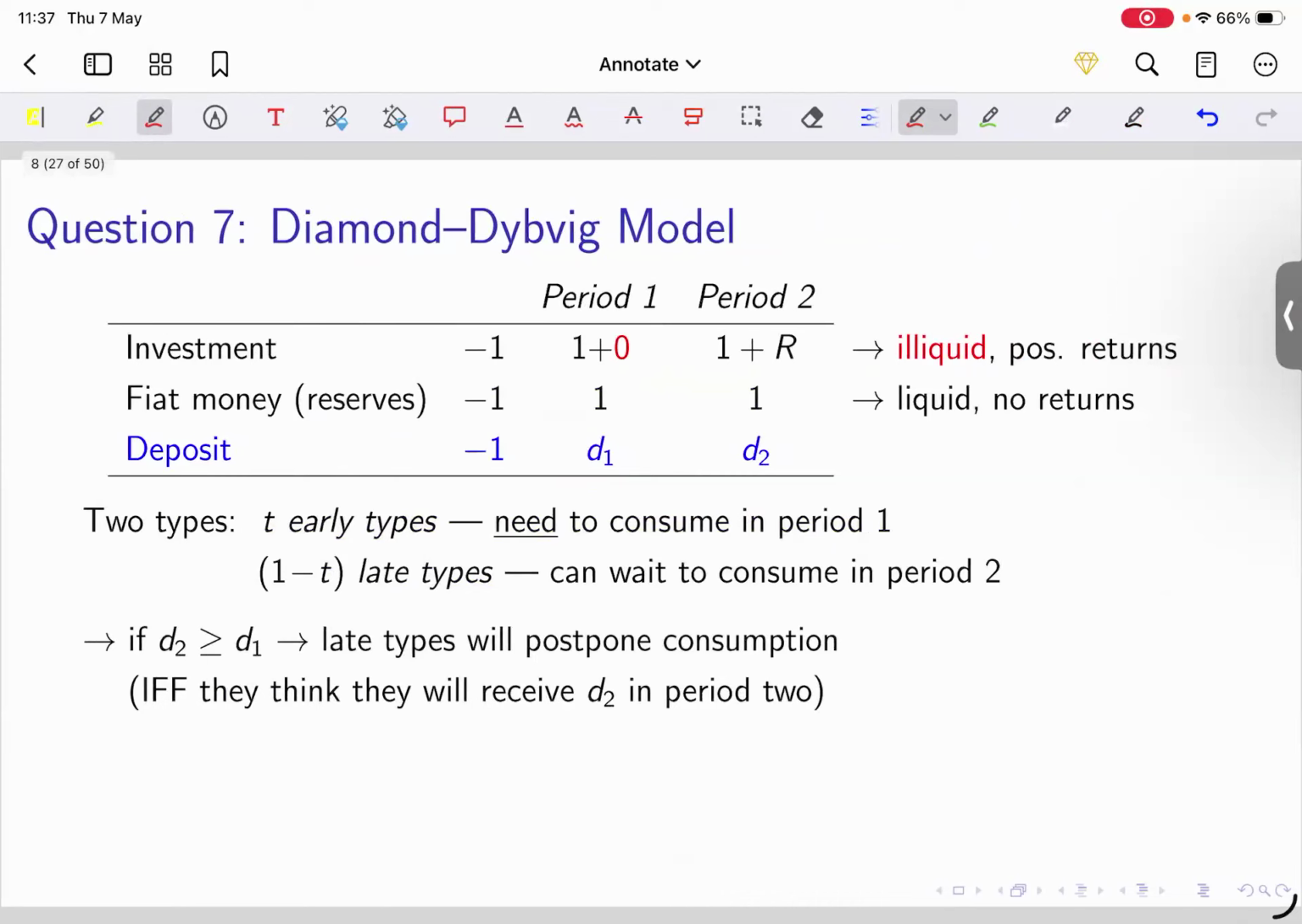So you decide to offer a deposit contract here in blue. This is essentially listing the options of the households, a third option to investment.